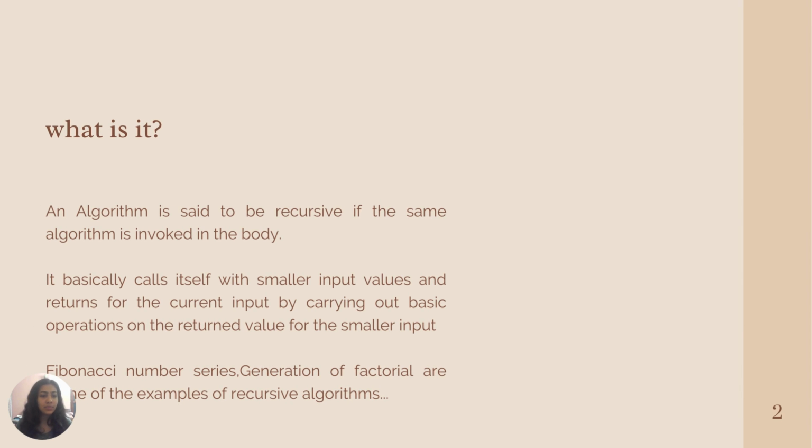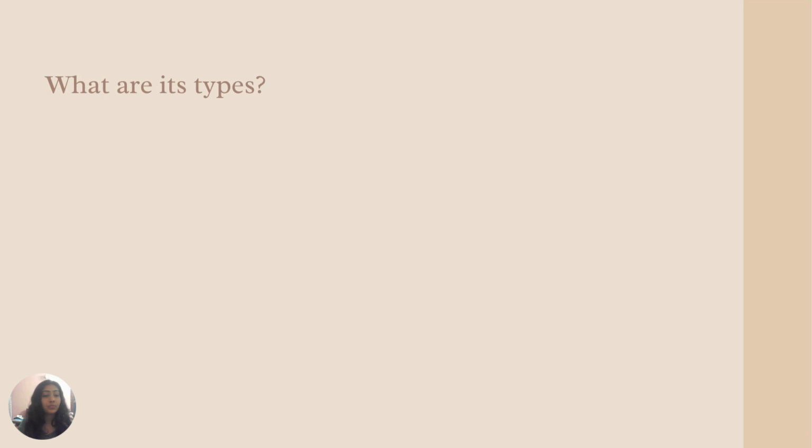What is it? An algorithm is said to be recursive if the same algorithm is invoked in the body. It basically calls itself with smaller input values and returns with the current input by carrying out basic operations on the returned value for smaller input. Fibonacci number series and generation of factorial are some examples of recursive algorithm.